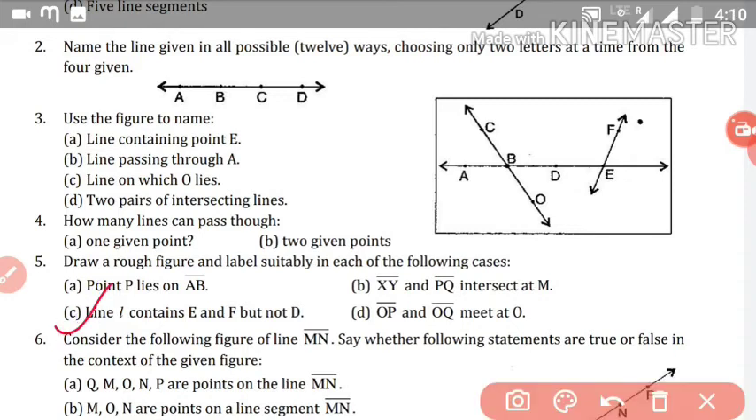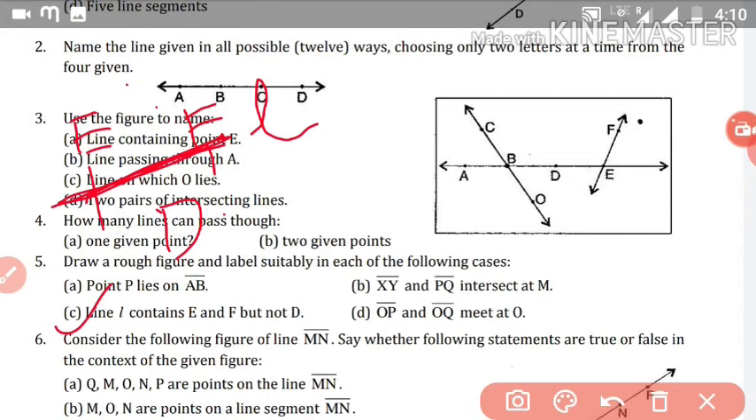Now question number C. Line L contains E and F but not D. It means there is one line called L. In this line, what is contained? E and F. Okay, E and F are here, but D is not there. That means D you have to write outside the line, anywhere here.